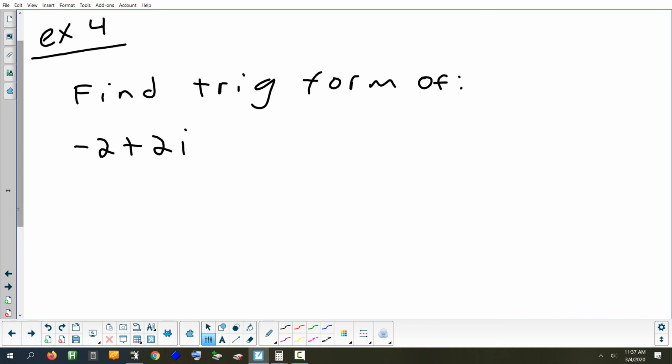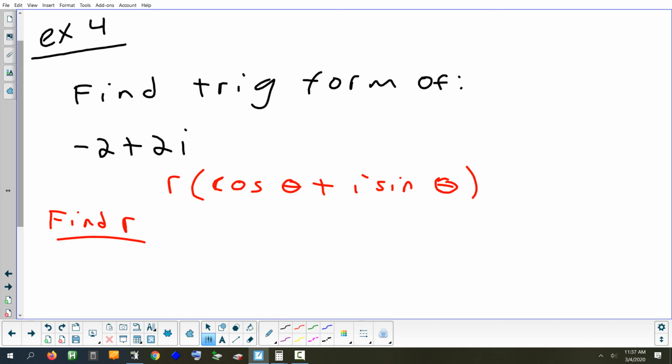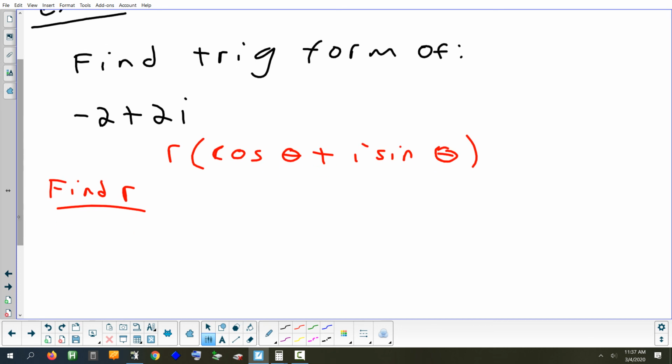Okay, so write that in trig form. So keep in mind what you're looking for. This is the format that they want. Whether you do r first or theta first, it doesn't matter. They're totally separate. Let's do r. Somebody give me my equation that I would use. Just set it up for me to find r. Yep.